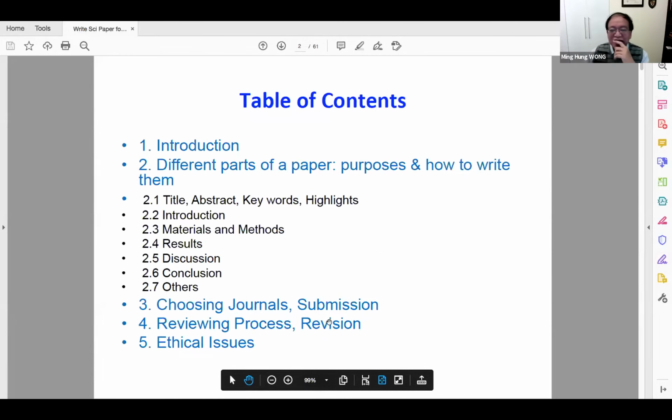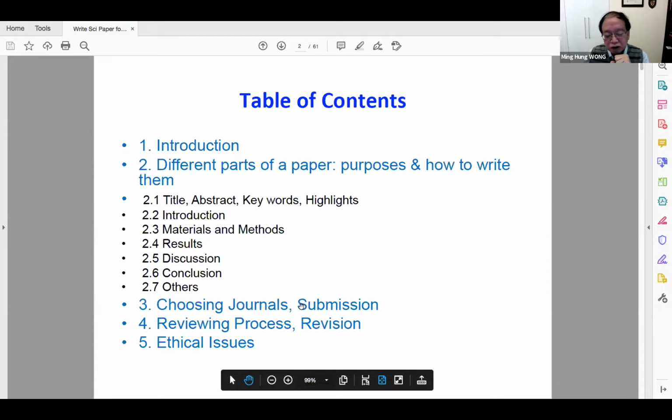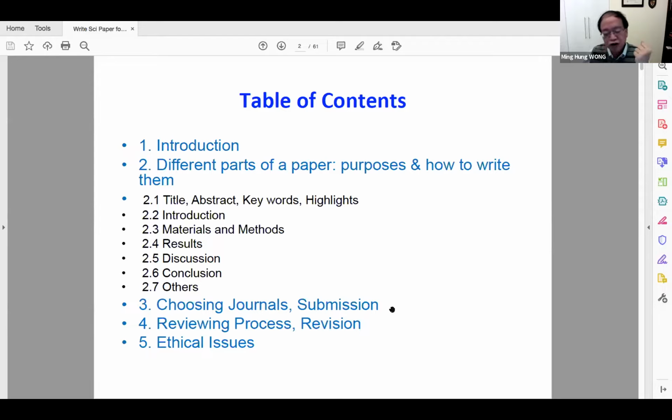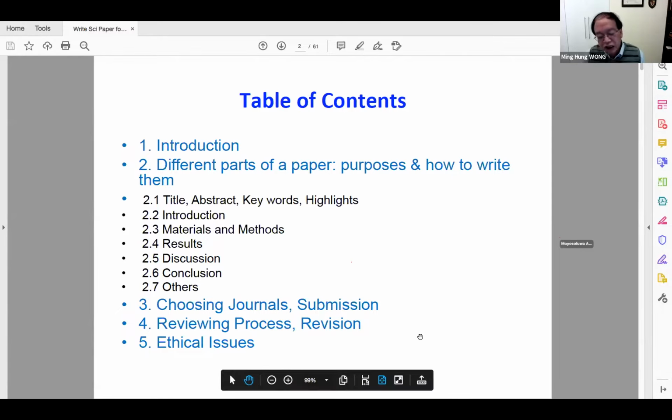So, table of contents. First of all, I would give a brief introduction, and then we'll talk briefly about different parts of the paper, purposes, and how to write them very briefly. And then we go on to look at the journals around. When you want to choose a journal, what are the common criteria for choosing a journal, submission, reviewing processes, revision, and so on. But I would also like to talk about ethical issues. I think these are very important nowadays, because if you are not informed about all these ethical issues, you might infringe into certain acts which are not supposed to be normal.